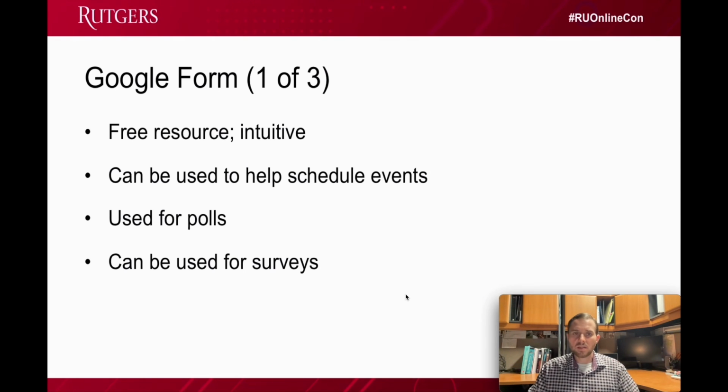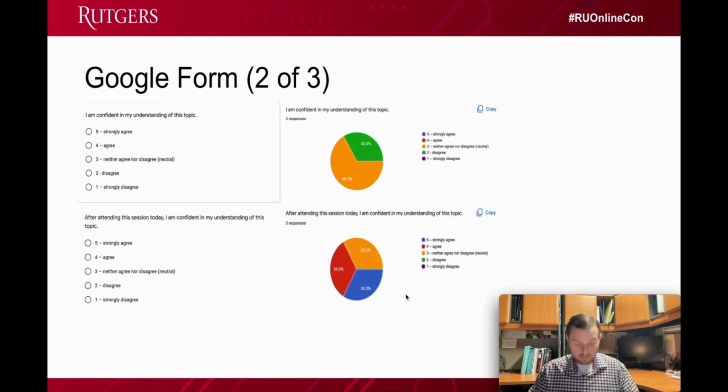And the nice thing about the Google Form is it is adaptive. So let's say you have a yes or no question. If somebody answers yes, they can get a totally different set of questions coming up next versus somebody that answers no. So that is a really nice feature of this survey.